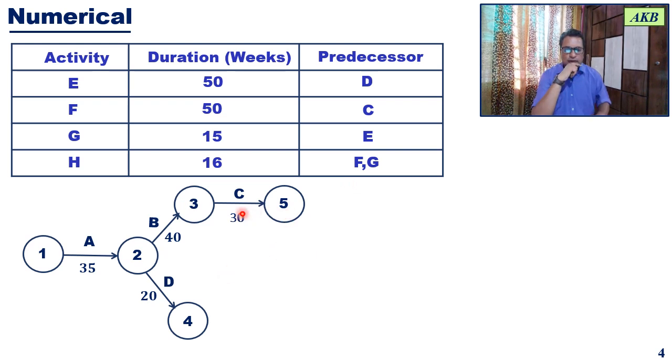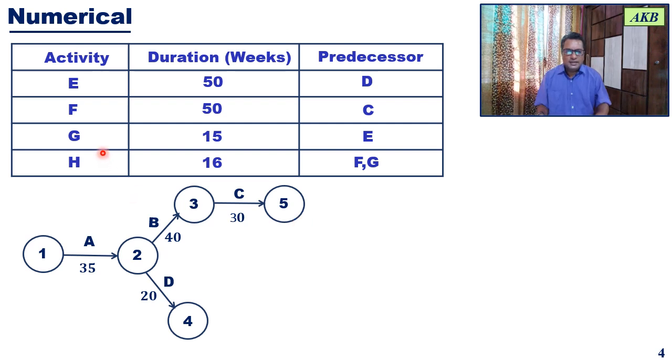Okay, so we have activity C completed at event 5. From the list it is clear once activity C is completed, you can start activity F. Similarly, once activity D is completed, you can start activity E. That means activity E will start at event 4 and activity F will start at event 5.